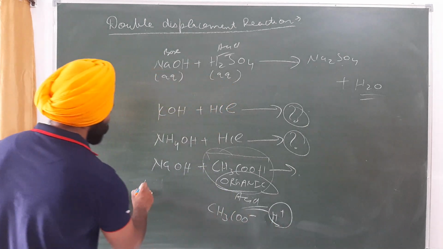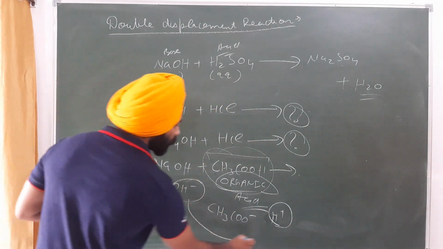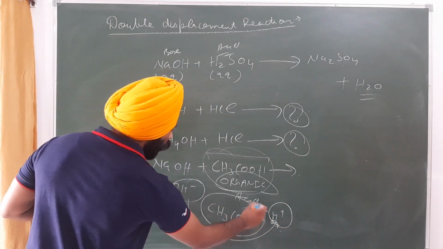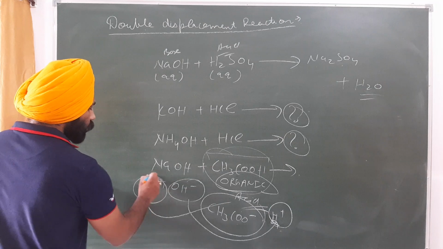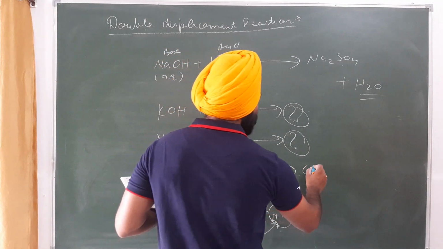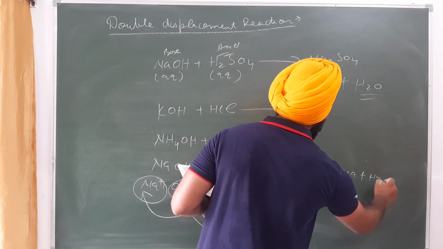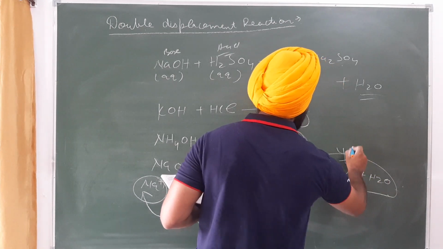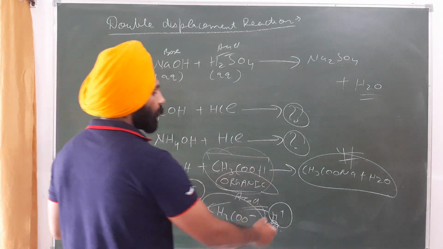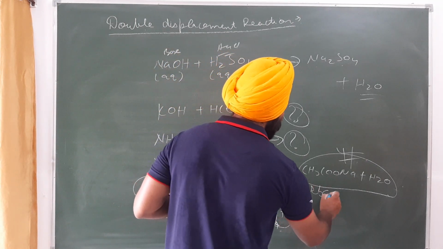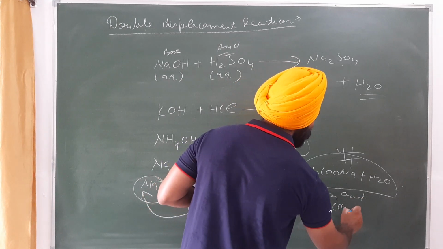This H positive will move to this OH negative part, and this CH3COO negative will move to Na. So the product will be CH3COONa plus H2O. Keep this in mind. We will discuss much of these compounds in the carbon and its compounds chapter.